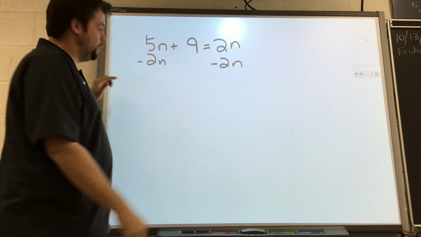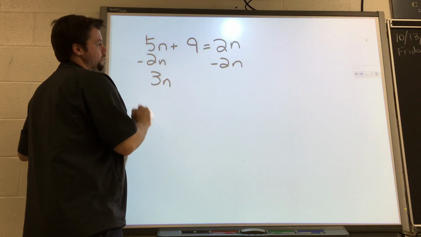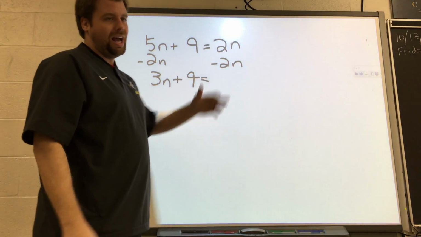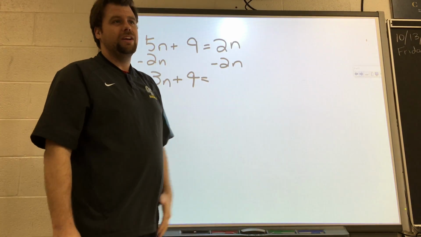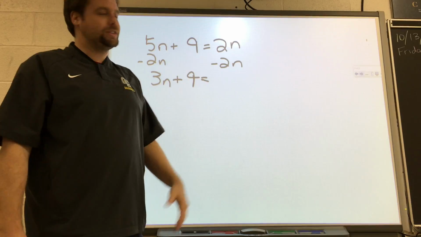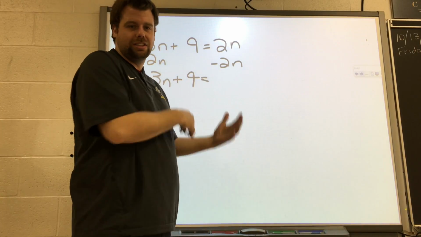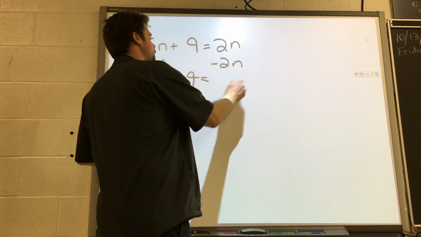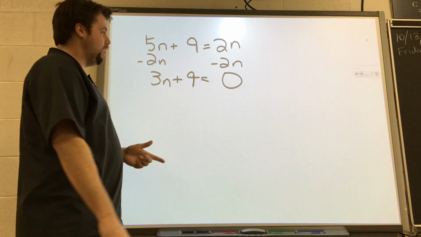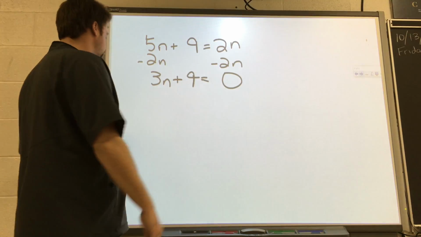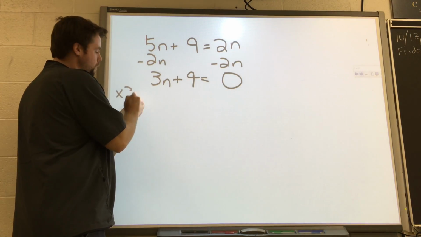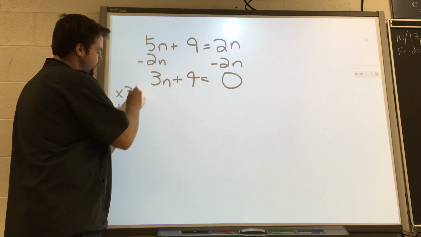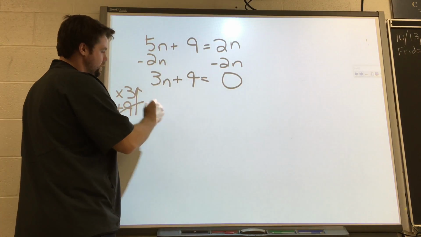5n minus 2n, that's 3n, plus 9 equals, I had a 2n, I took away 2n. So what's left over there? There's got to be something on that side of the equation. It just doesn't go away. So 2n minus 2n cancels, 0. From there, I have a two-step equation I can solve. First thing happening to your variable, it's being multiplied by 3 and then added by 9. Get rid of addition of 9. Subtract it.